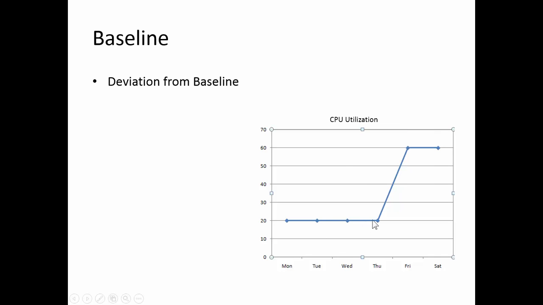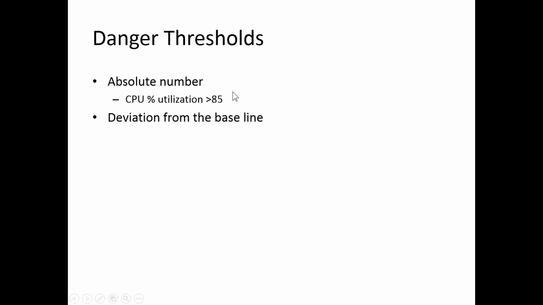Baseline is the average utilization over time. Now, suppose you tell me that CPU utilization is at 60%. Well, I might say to you, 60% is not the danger threshold. 85% is the danger threshold. But if we compare it to the baseline, we will see that that is a significant deviation from the baseline. In other words, for the past several months, our CPU utilization has been 20%. And then in one day, it triples. It jumps from 20% to 60%, and we haven't added any new hardware or any new software or any new users. When we get that kind of a deviation from the baseline, that implies that something is wrong. So a danger threshold can be an absolute number, or a danger threshold can be a deviation from the baseline.